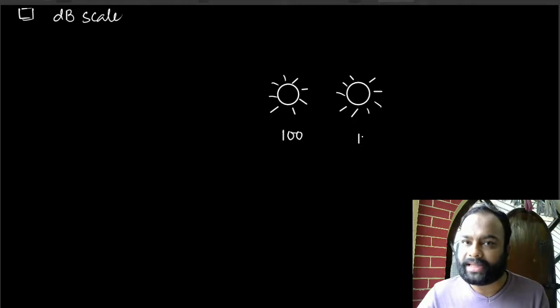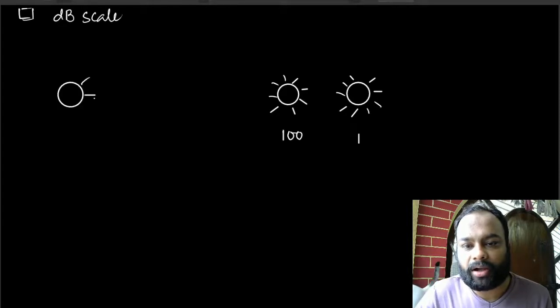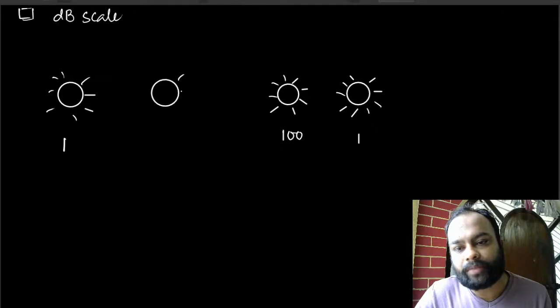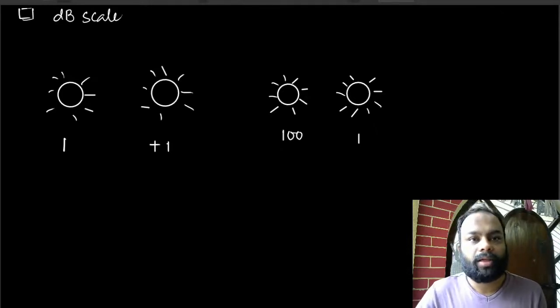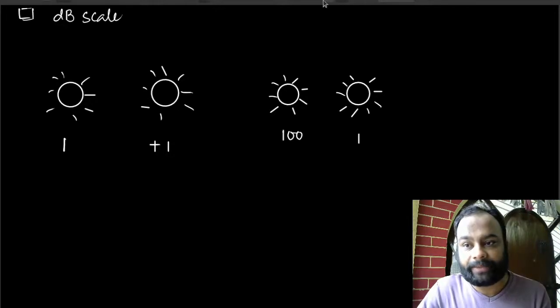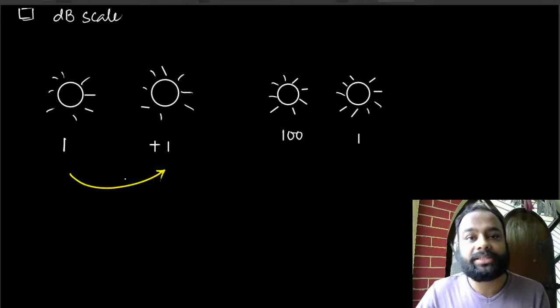identical in nature, all the lights are identical in nature, right? So previously the amount of lights was 1, and then I added one more, but you would feel this change, that there was an increase of the amount of light by 1 unit here. You would feel the change, right?